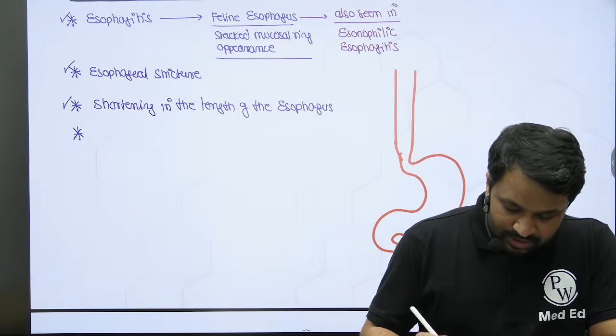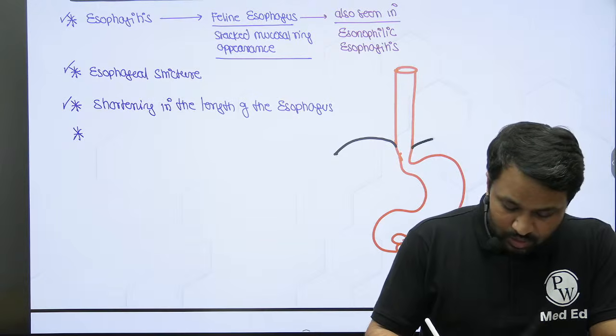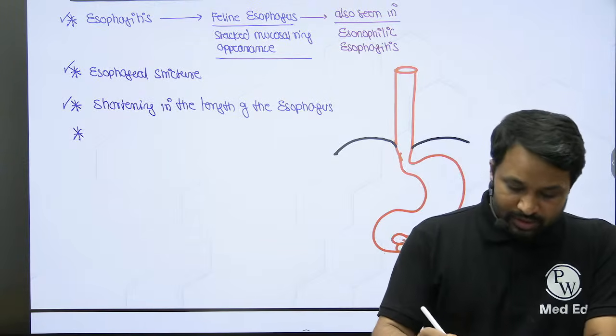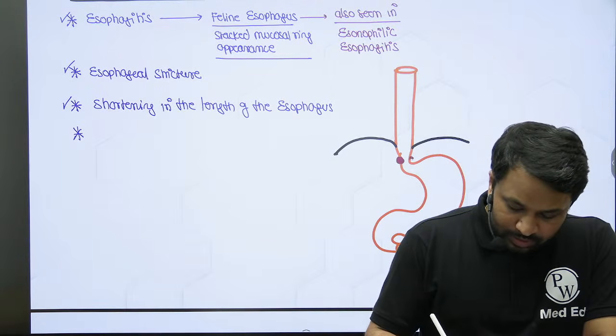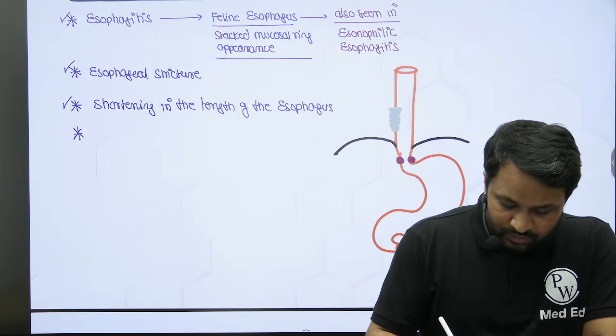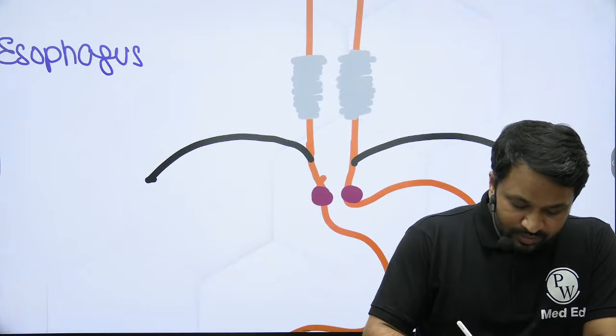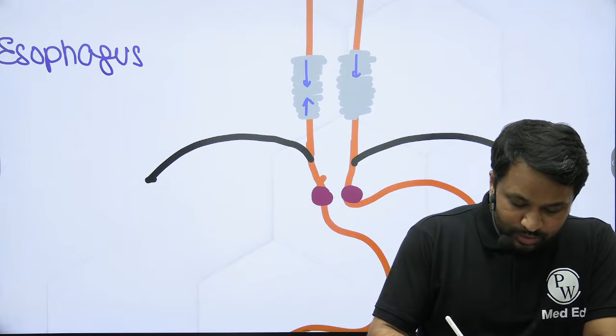We have just discussed that some amount of the esophagus is going to be below the level of diaphragm. This is called the intra-abdominal esophagus, and this is your gastroesophageal junction. Now, if there is a stricture present in the esophagus, this stricture is going to heal by fibrosis. Because of fibrosis, you will see this tissue is going to condense.